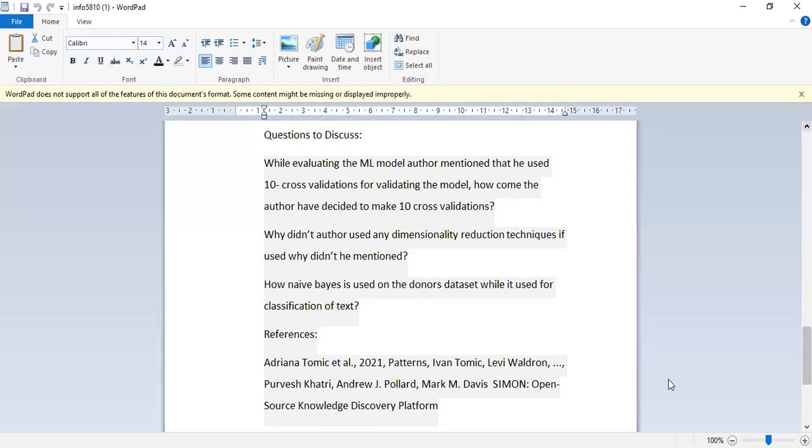Or else, if he did use any dimensionality reduction, why didn't he mention it in the paper? And also, how was naive Bayes used on the donors data set for classification of it?